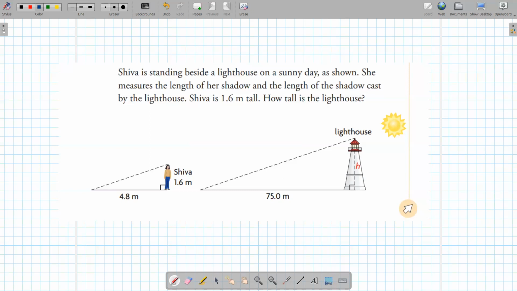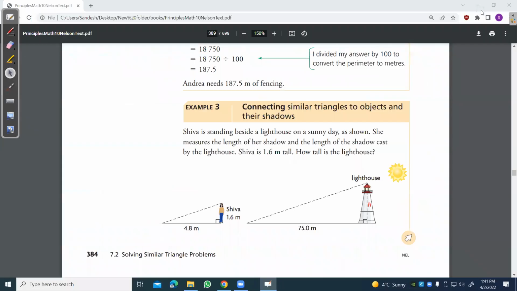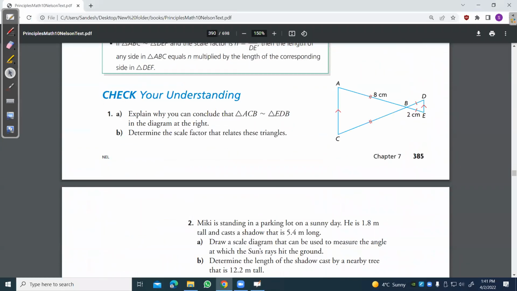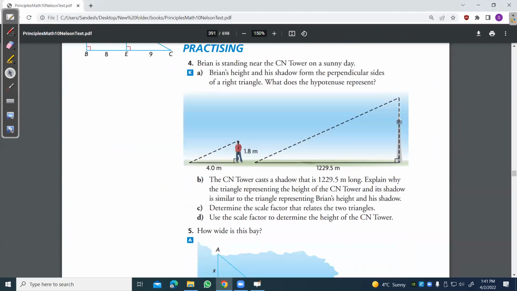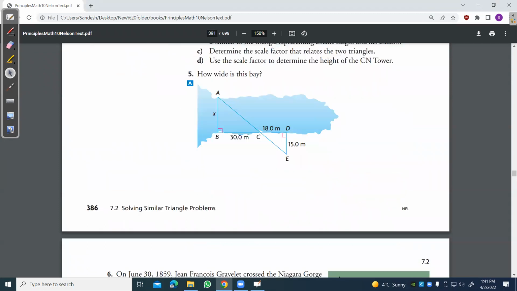15.6. Okay, that means what's the height of the tower of the lighthouse? 25. Okay, let's see if you were correct. Oh, and you are, and there we go, easy as that.